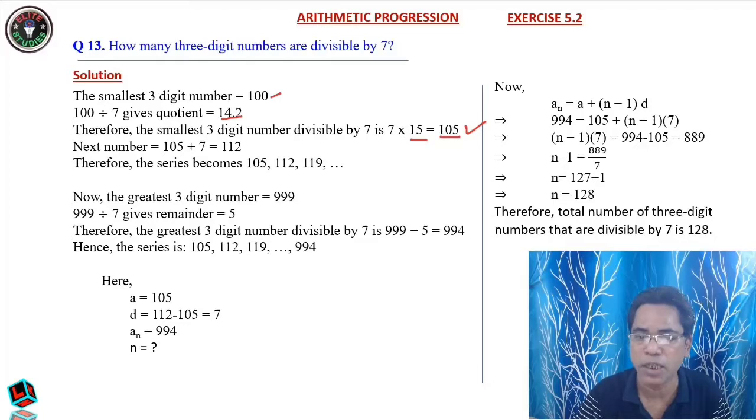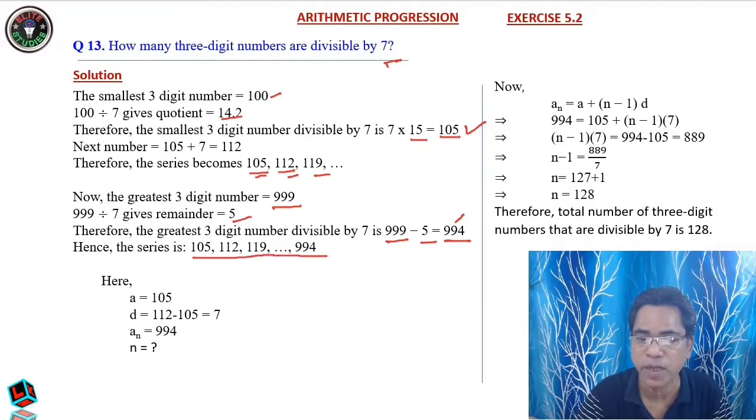So the series becomes what? 105. The next will be plus 7. If you add 7 to 105, you will get 112. If you add 7 to 112, you will get 119. Now we need to get the last term. 999 is the largest 3 digit number, but 999 is not divisible by 7. After dividing, you got the remainder 5. So 999 minus 5, as I have already told you earlier, you will get 994. So 994 is the greatest 3 digit number which is divisible by 7. So our series is this.